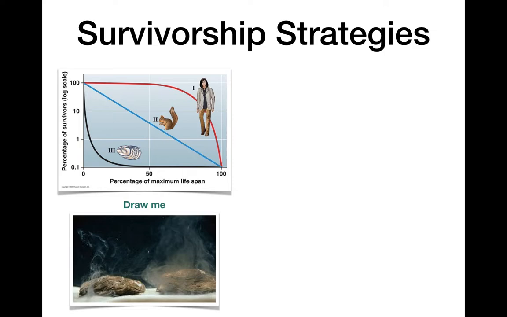So let's talk a little bit about survivorship. This is the graph you need to draw. You should have a pretty clear idea. This is the first curve, and the opposite is curve 3, and the middle line is 2. Okay? Make sure you label your axes correctly as well.